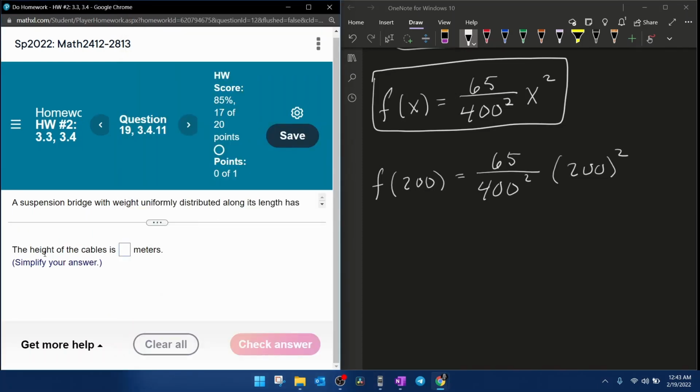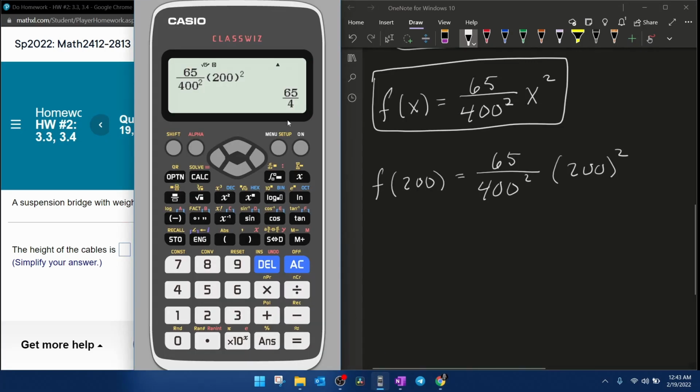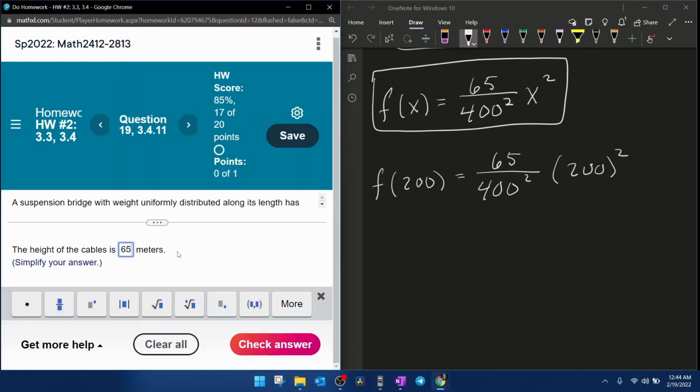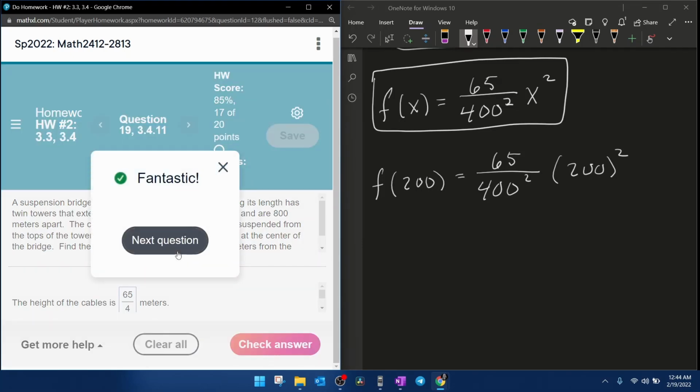MyLab Math says the height of the cable is, and it simply says simplify your answer. Well, the ClassWiz would simplify this if it would. This is the simplified form of the answer, 65 fourths. So we're going to input our 65 fourths, and we're done.